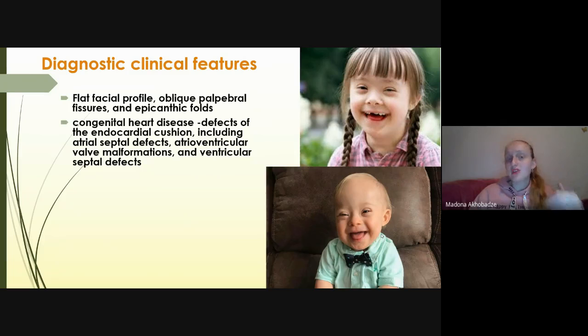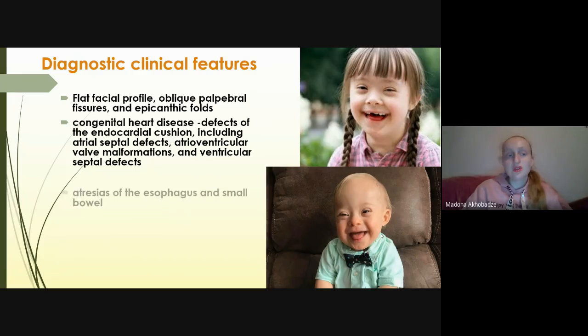Congenital heart disease is very common, like defects of the endocardial cushion, atrial septal defects, atrioventricular valve malformation, and others that are usually the cause of death of these babies, children and adults. Usually the lethal outcome is due to their congenital heart defects, if not diagnosed and treated properly. Also their immune system is very fragile, and they often get pneumonias and respiratory infections and so on.